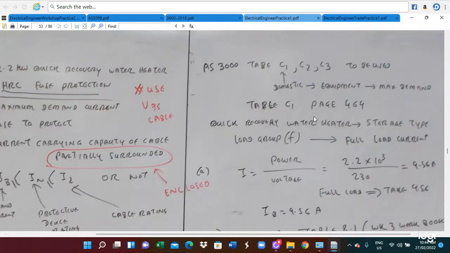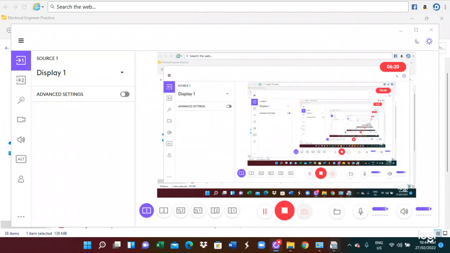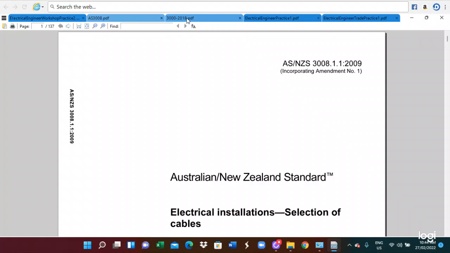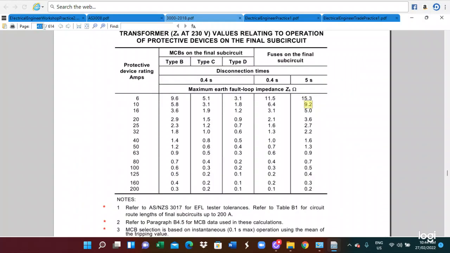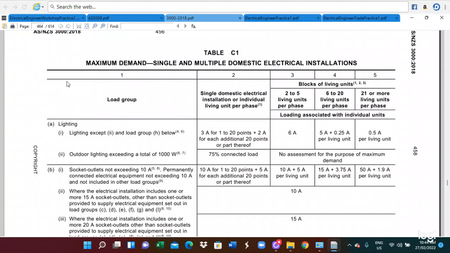So page 464 of the AS3000. Here you see Table C1. This is for the maximum demand calculation.